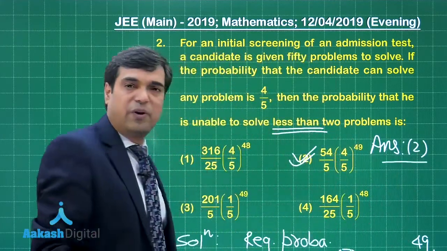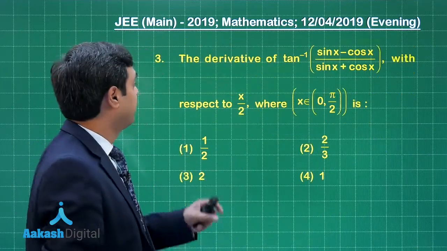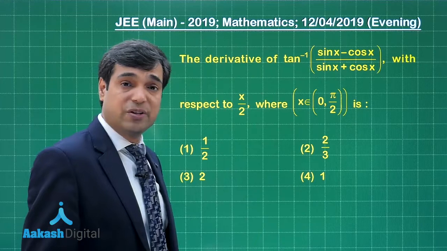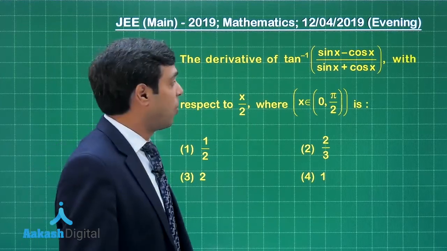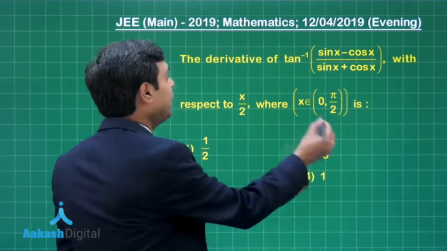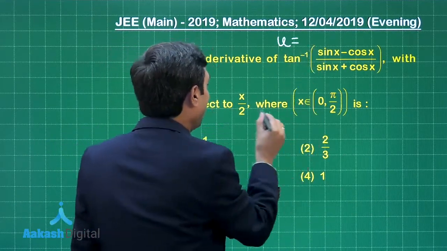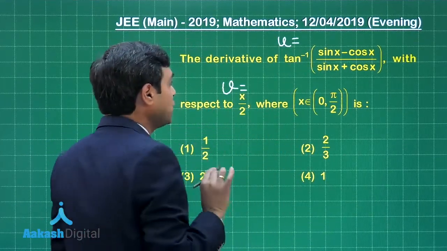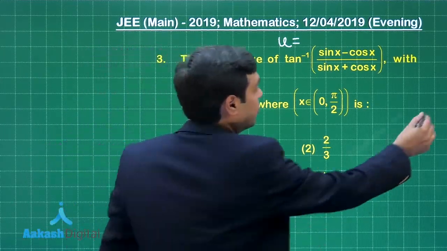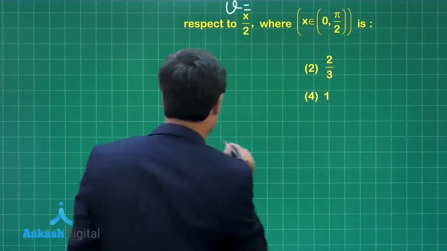Now let's move on to question number 3 of this paper. The derivative of tan⁻¹((sin x − cos x)/(sin x + cos x)) with respect to x/2. So this is important. Let's say this is u and let's say this is v. So we have to find du/dv. This is clear. So let's go for it.